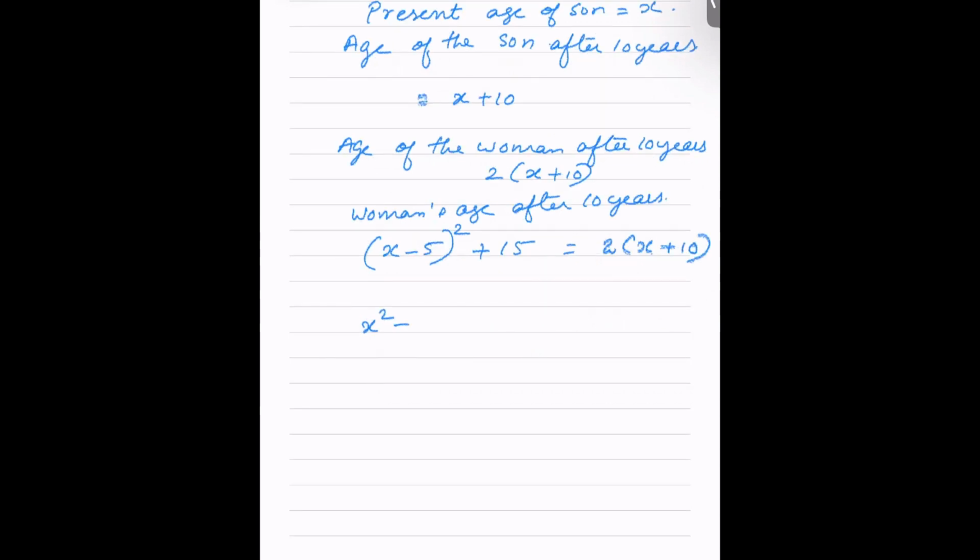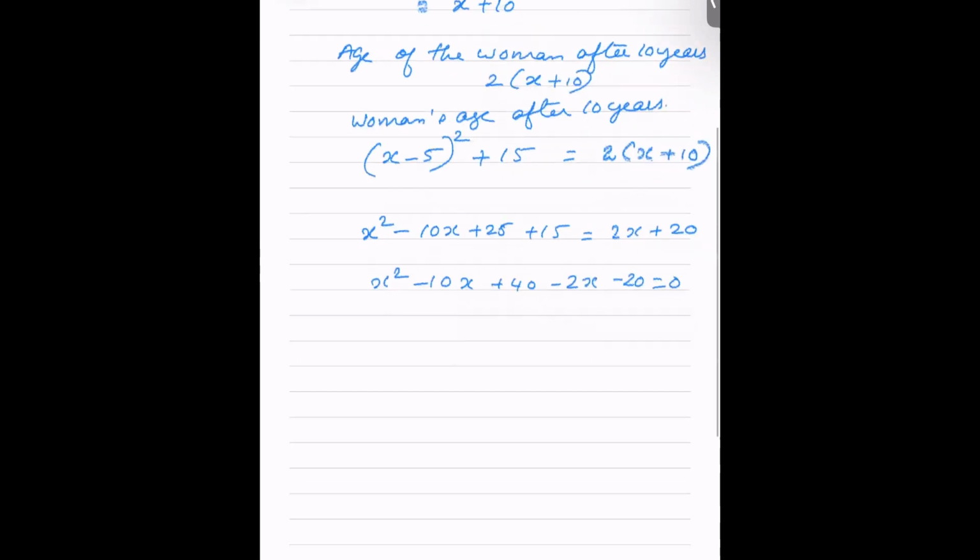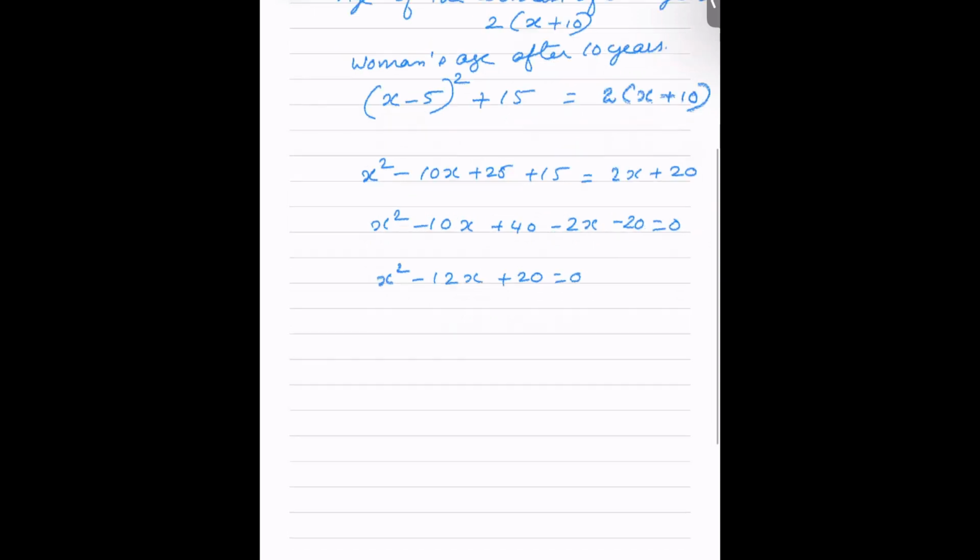x square minus 10x plus 25 plus 15 equal to 2x plus 20, which would be x square minus 10x plus 40 minus 2x minus 20 equal to 0, which would be x square minus 12x plus 20 equal to 0. And the factors are x minus 10 and x minus 2 equal to 0. So x can be 10 or 2.